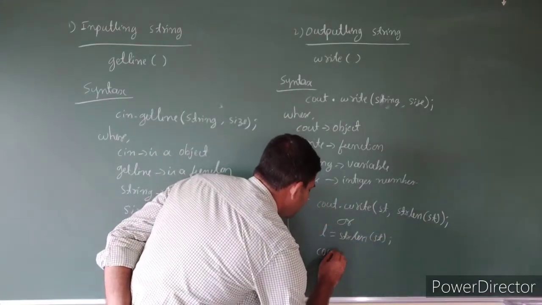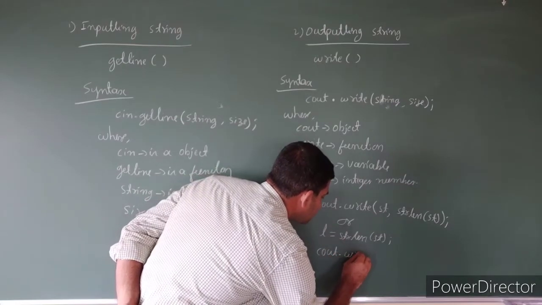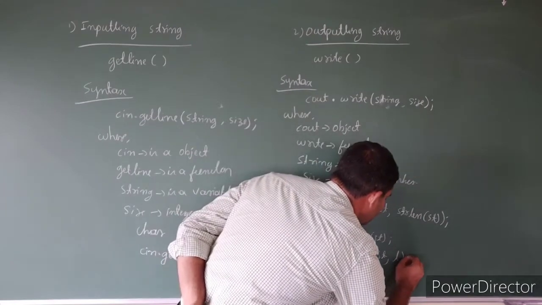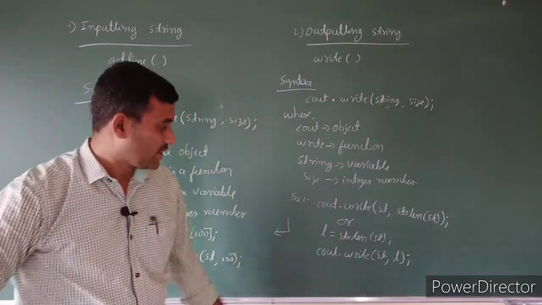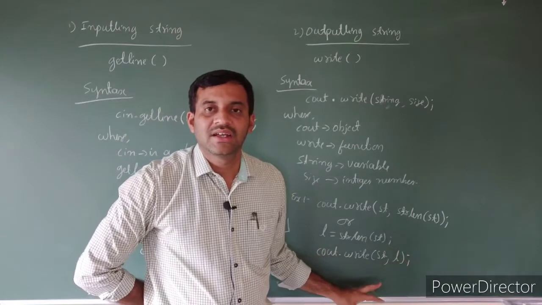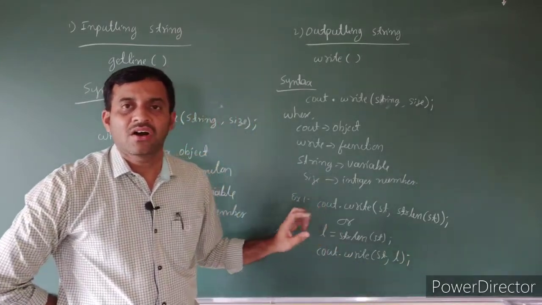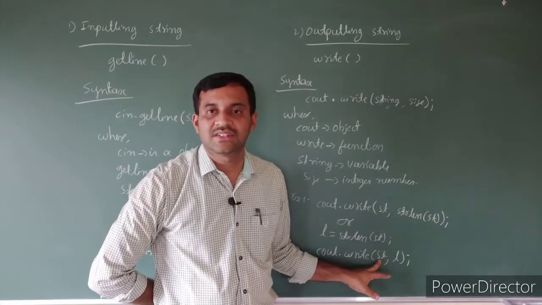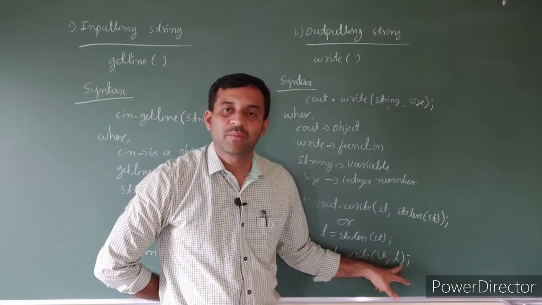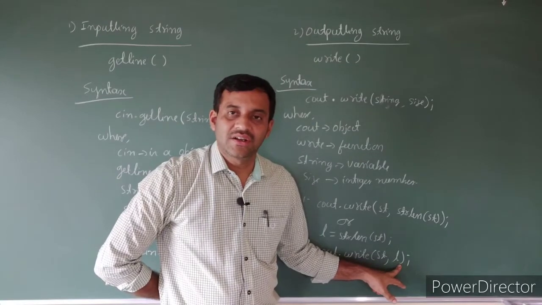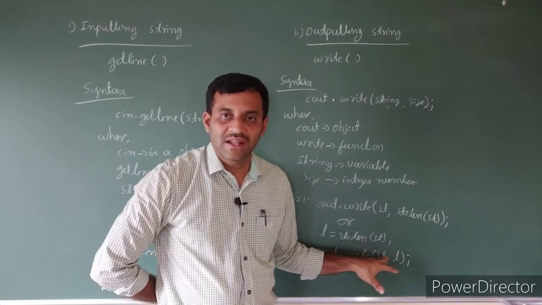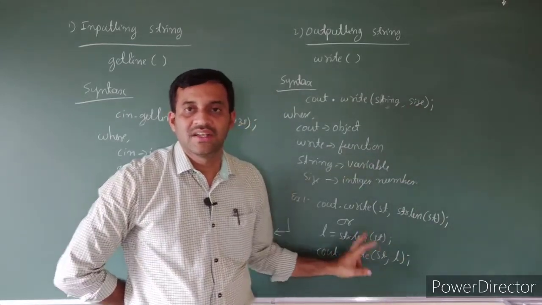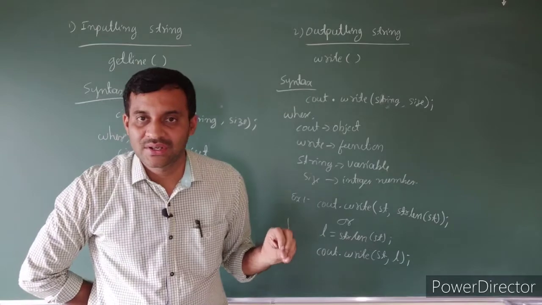See here, cout write of st comma l. Then this statement displays all the characters present in the string st, because we already know the number of characters present in the string, stored in the variable l. Hence, in the place of size, we use the integer variable. Here l must be an integer variable.